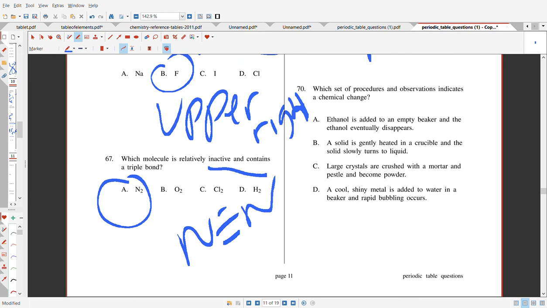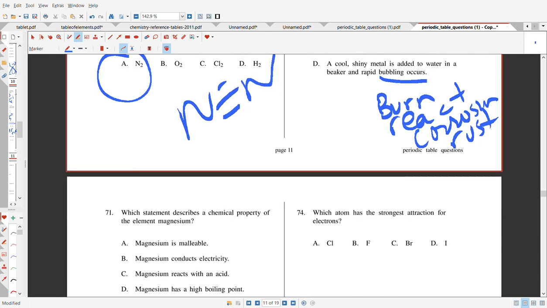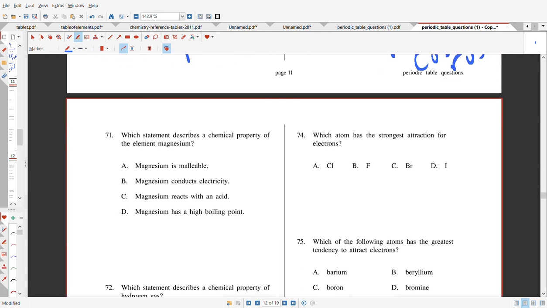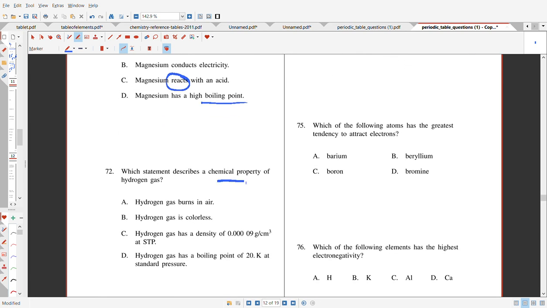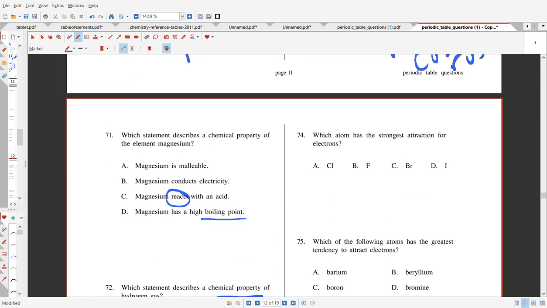Chemical change, you're looking for things like bubbling, burn, react. I don't know if they went over this with you. Corrosion, rust. So it was that answer. Chemical property: react. Whether it conducts, whether it could be hammered into sheets, or its boiling point, that's physical. For a chemical property, you're looking for the word burn. I would read the other ones later to see. Oh, this is definitely going to be on your test.